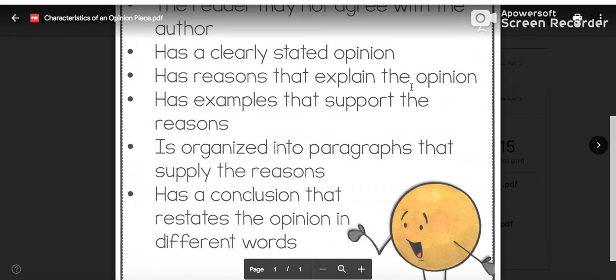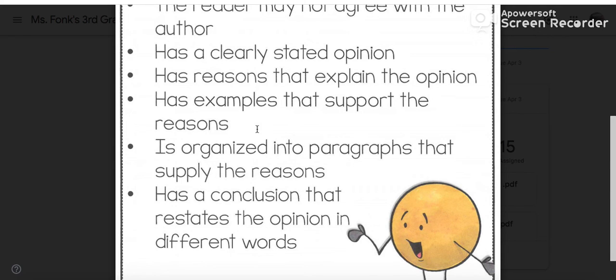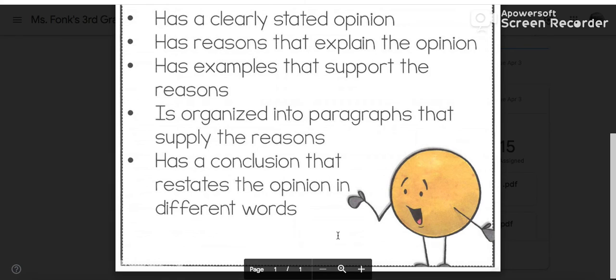It has reasons that explain the opinion, and it has examples that support the reasons. We talked about that in Oreo writing. We state our opinion, we give a reason, and then we give an example to support that reason. We're going to use paragraphs to organize those reasons. So paragraph 1 is going to be organized as reason 1, paragraph 2 is going to be organized as reason 2, and paragraph 3 is going to be organized as reason 3. At the end, you're going to have a conclusion that restates the opinion in different words. So you're going to say your opinion statement one more time in different words to end your essay.